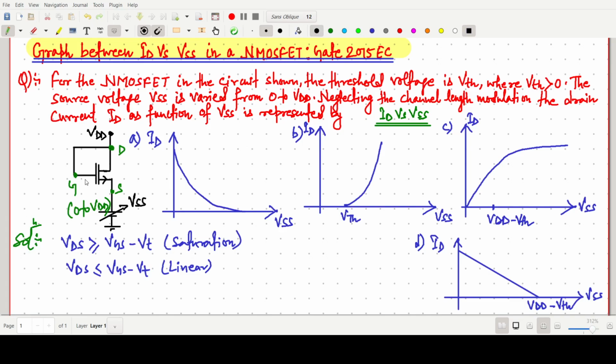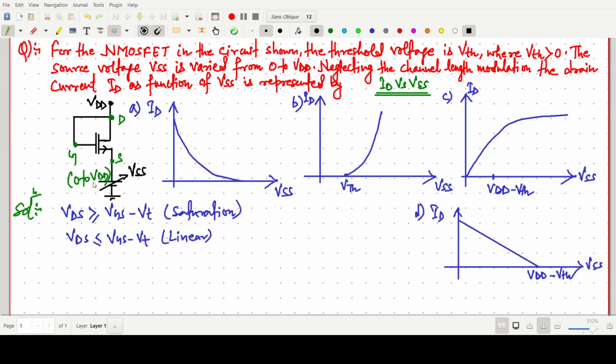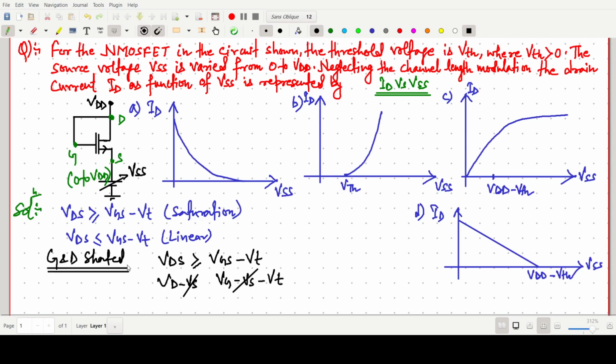Here the gate and drain are shorted. So I am writing VDS and VGS minus VT. We can write VD minus VS, and here VG minus VS minus VT. So this VS should be cancelled out. Now we are just assuming for the time being that the device is in the saturation region.